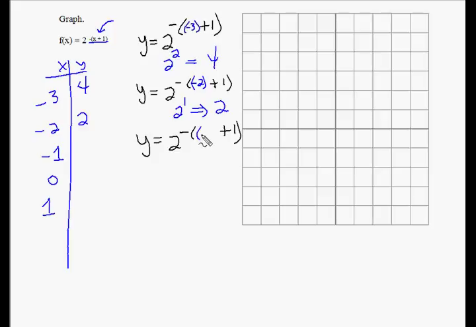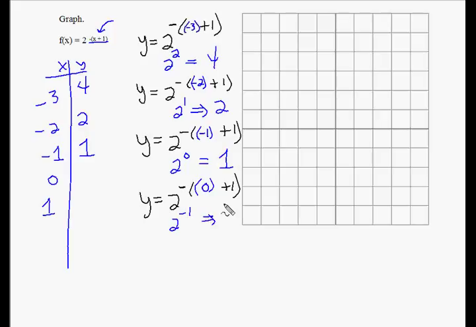Putting in negative 1 in the original problem, negative 1 plus 1 is 0, yay, and the opposite of 0 is 0, yay, and 2 to the 0 is 1. The next number on our list is 0. So 0 plus 1 is 1. The opposite of 1 is negative 1. And that's an exponent. And a negative exponent is a reciprocal. So that would be 1 over 2 to the 1 power, or 1/2.